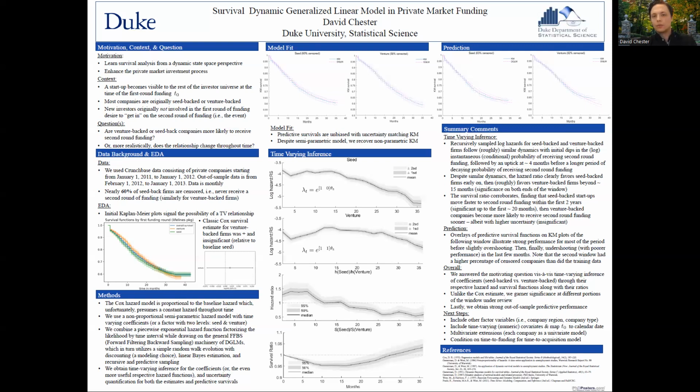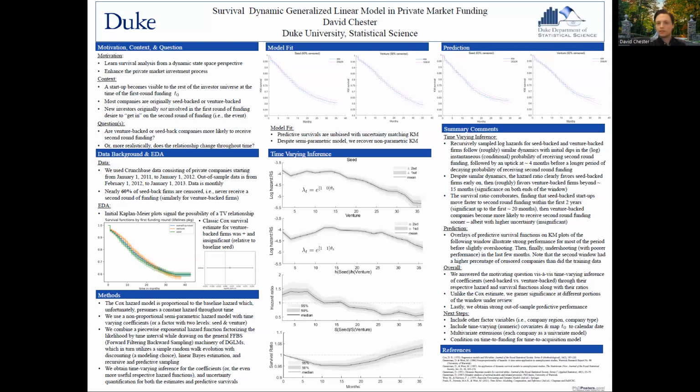The data we used was from Crunchbase, which is a database for private companies. We use startups that began within the period from January 1, 2011 to January 1, 2012, where we map each company's starting point to a common T-naught. Our predictive survival functions are then overlaid with the Kaplan-Meier plots for the same period to explore model fit. We then overlay the predictive survival functions on the KM plots for the next window from February 1, 2012 to January 1, 2013 to illustrate predictive performance. We'll get to both of these plots later on in the presentation.